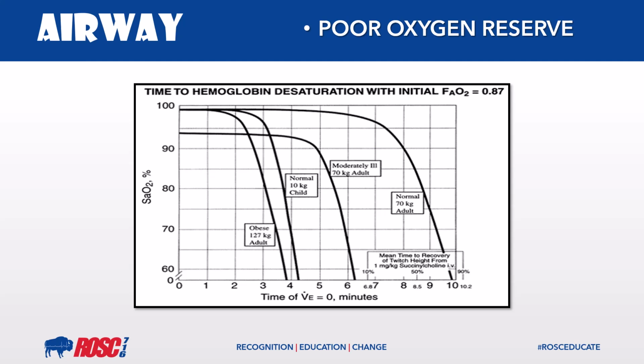This graph allows us to see how different populations desat at times of apnea. You can see the normal or healthy 70-kilo patient doesn't start significant desaturation until around the 4-minute mark. Compare that to the obese 127-kilo patient that sees significant desaturation at a bit past 1 minute. We can extrapolate this data to understand how a pregnant woman's weight gain, restrictive chest physiology, and increase in oxygen consumption can lead to a significant decrease in apnea-free time.